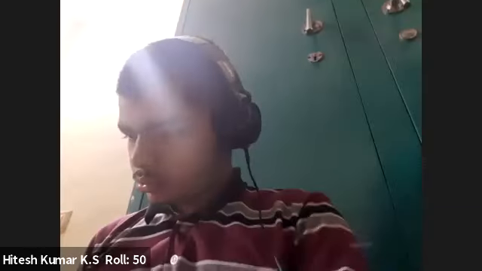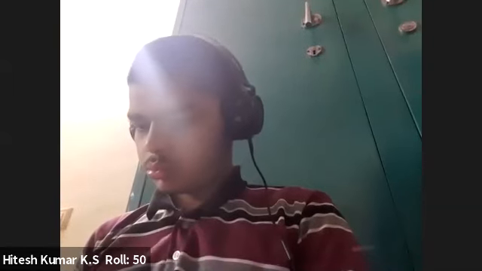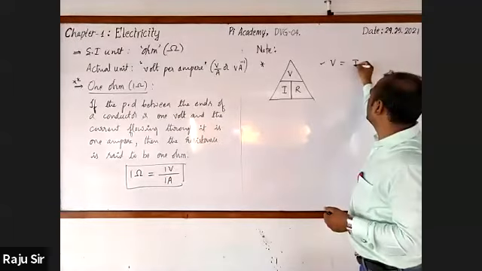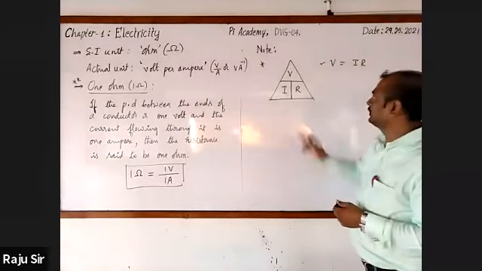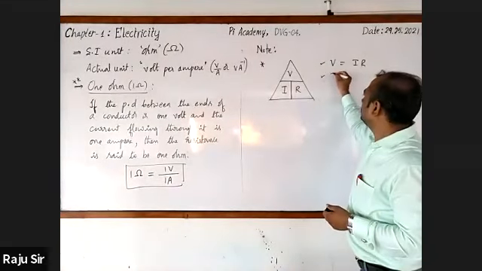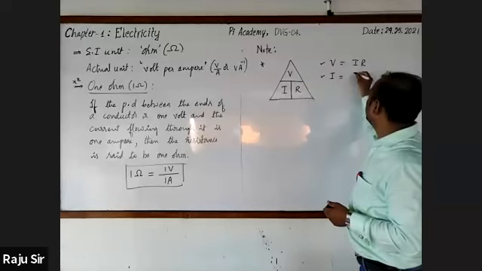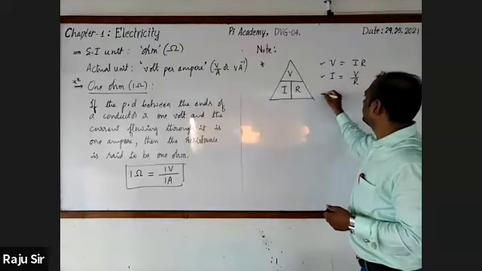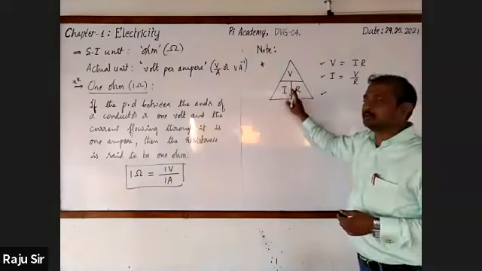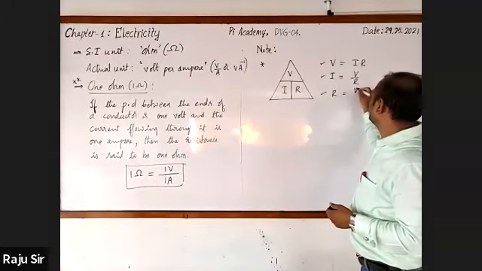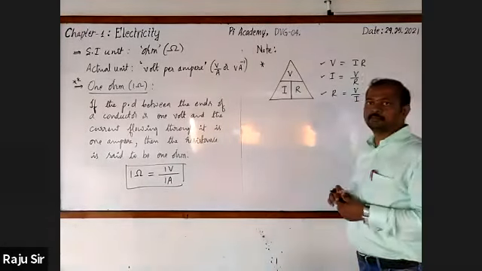And just beside that, you write these three parts. V is equal to I into R. Then I is equal to V by R. And R is equal to V by I.